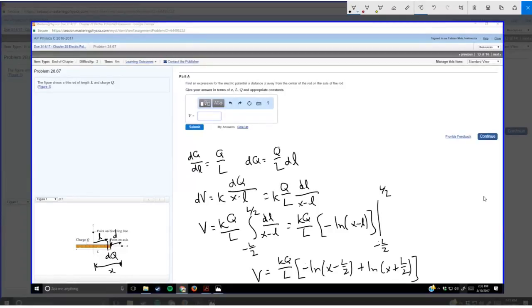Okay, so let's make sure that makes sense. This natural log is an increasing function. So the larger the argument, the larger it is. So natural log of x plus L over 2 should be larger than the natural log of x minus L over 2, which means this is a positive value, which makes sense. And also, I'd have to think about whether this is an increasing or decreasing function altogether. But I think this should be right. Let's give it a shot.